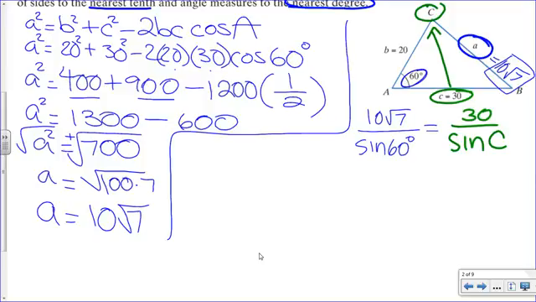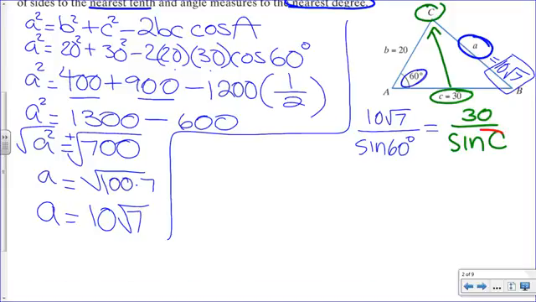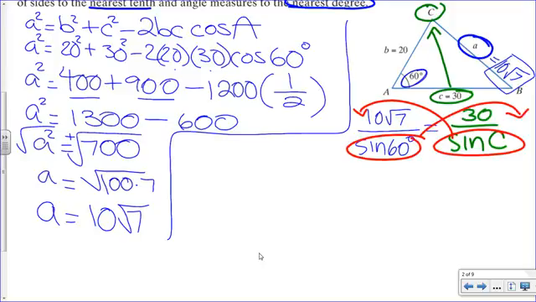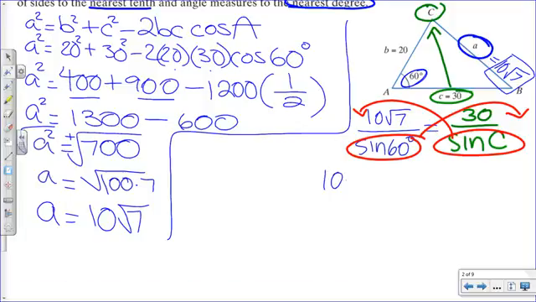So here, to solve for the sine of C, I didn't show you guys this the other day, but if you have trouble solving for it, you could try to cross multiply. So if we do that, we will have 10 square root of 7 times the sine of C. And then on the right side, I will have 30 times the sine of 60.